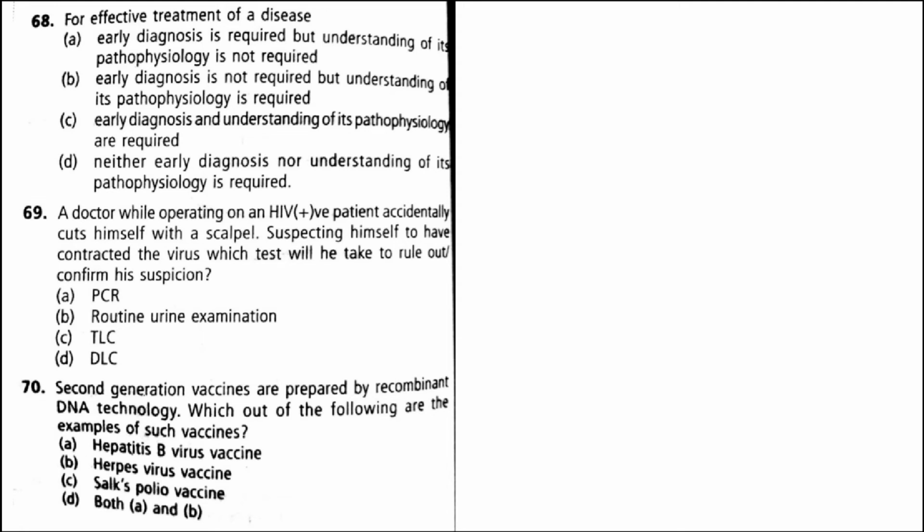Next, a doctor while operating on an HIV positive patient accidentally cuts himself with a scalpel, suspecting himself to have contracted the virus. Which test will he take to rule out or confirm his suspicion? Option A, PCR. B, routine urine examination. C, TLC. D, DLC. And the answer is A, PCR.